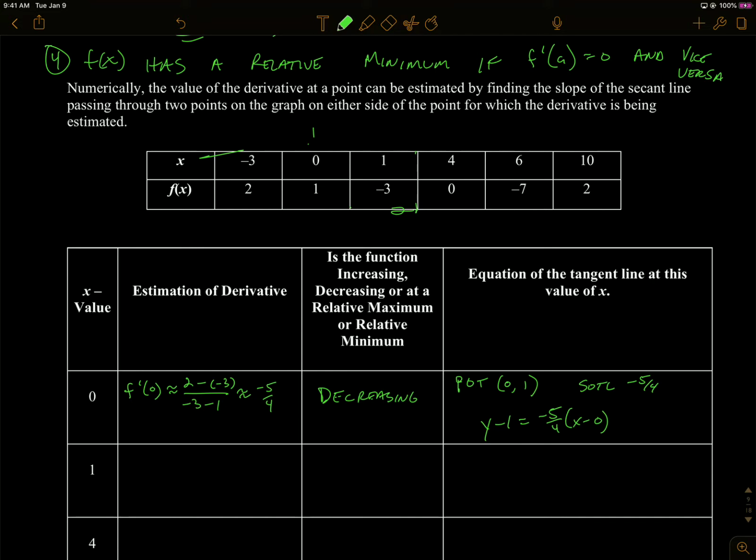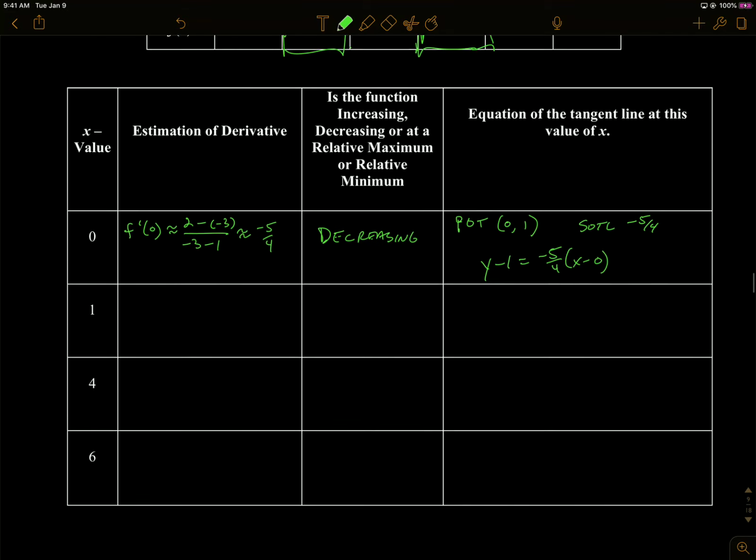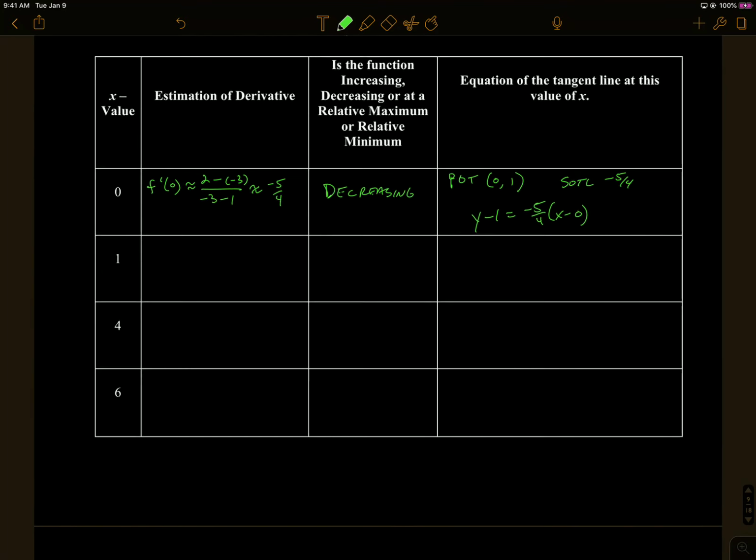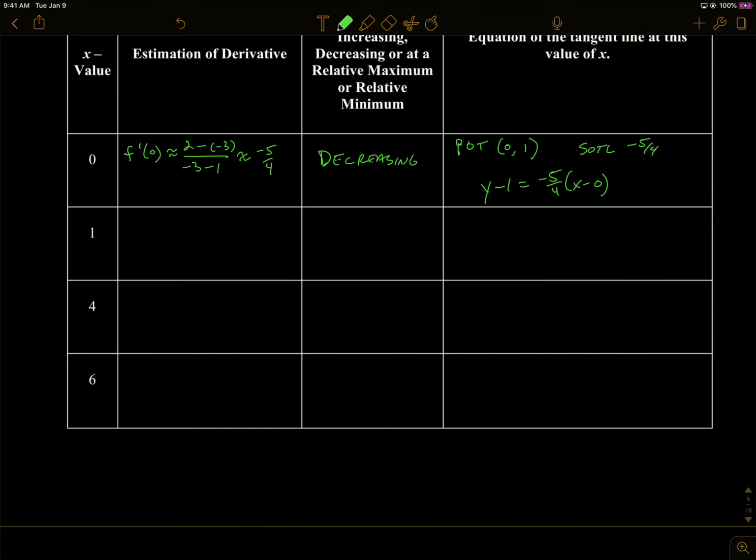So if I want to estimate the derivative at 1, I'm going to use the points closest to it on either side and find, what I'm really finding is the slope of the secant line and using that as an estimate. So we're not going to do all of these. If you want to pause the video and get to practice, you can. So if you do pause it, here's what the answers are that you would get. We would get about negative 1/4.